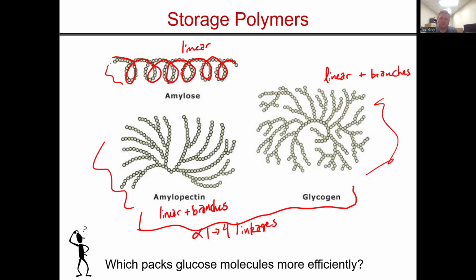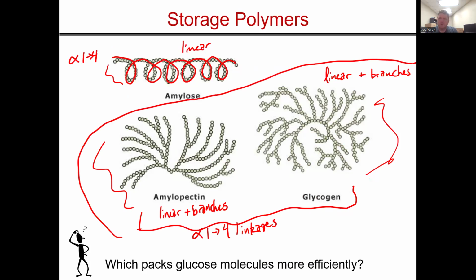Whereas amylose also has alpha 1,4 linkages. I'm going to go ahead and draw a bigger box around all of this. What makes amylopectin and glycogen different from amylose is that they have not only the alpha 1,4 linkages, but also alpha 1,6 linkages.